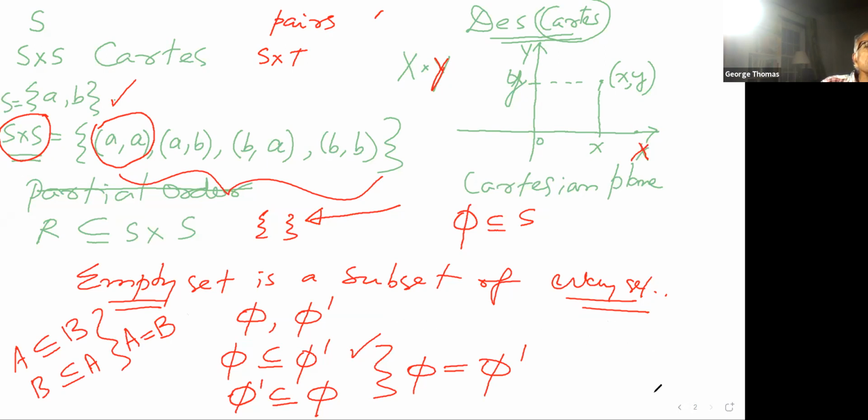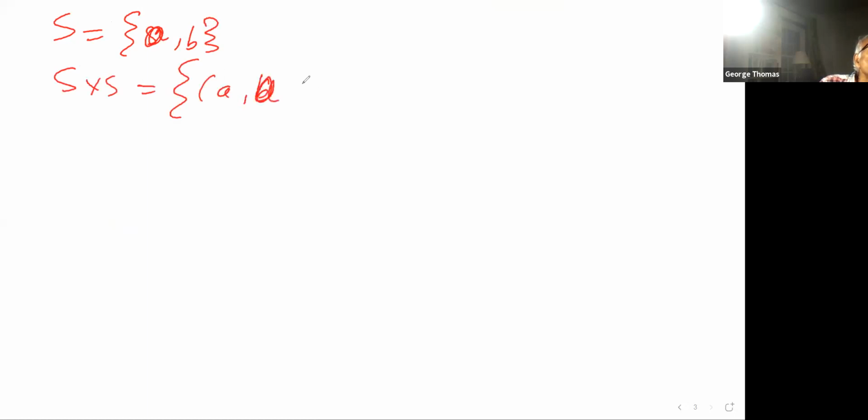Now, let me. So we said, I'm going to stay on this until you understand this. S cross S is, oops.